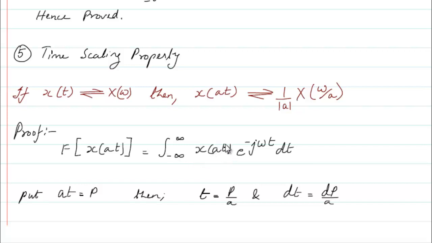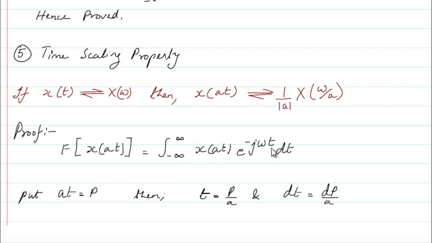Now, instead of at, I am going to substitute a value p. Then what is t? t is going to be p divided by a, and the differentiation of t with respect to p gives dt equal to dp by a. So this dt I can replace with dp by a, this t I can replace with p by a, and this at I can replace with p.